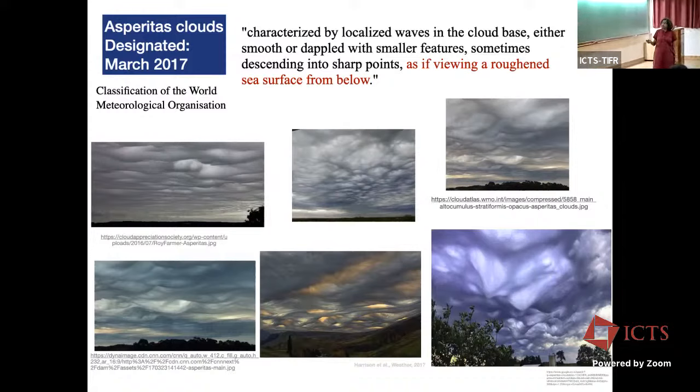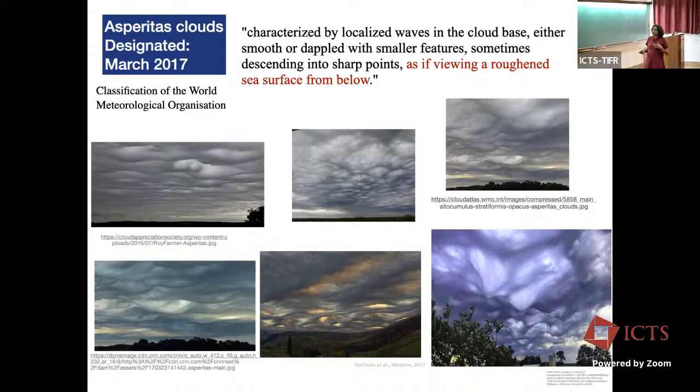This is in the World Meteorological Organization. It's been given the name asperitas. And you can read this. It's characterized by localized waves, and so on, as if you're viewing a roughened sea surface from below. So this is again serendipitous, but not rare. You see this mammata, it really looks like a turbulent ocean, right? Like when you're seeing it from below.